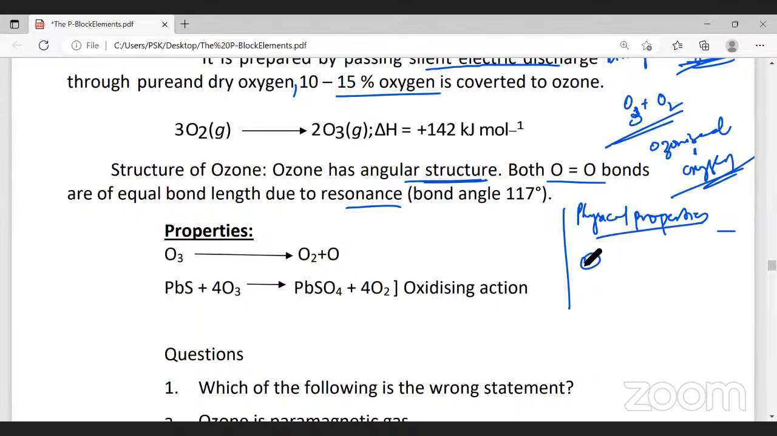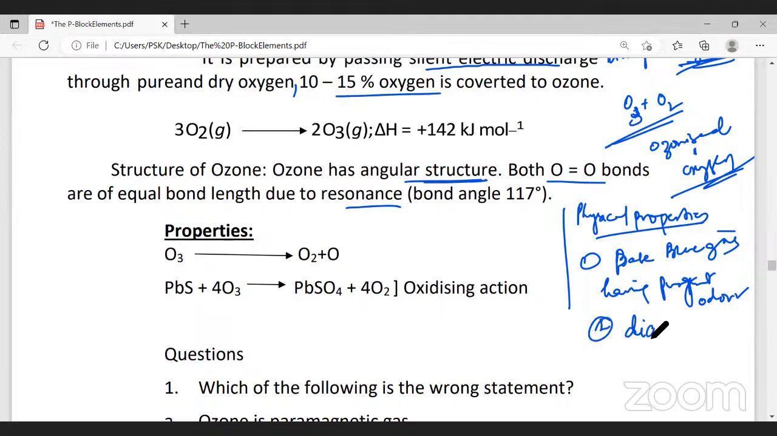First one, ozone is a pale blue gas having a pungent odor. It is heavier than air. It is soluble in turpentine oil. It is diamagnetic. Remember this, ozone is diamagnetic. It does not contain unpaired electron. Therefore, it is diamagnetic.